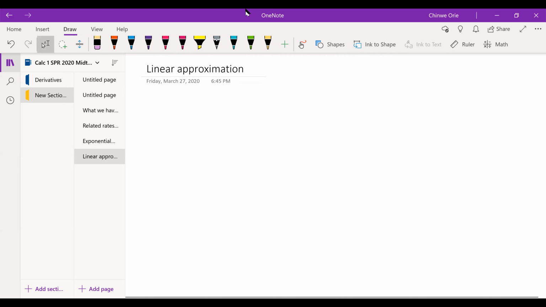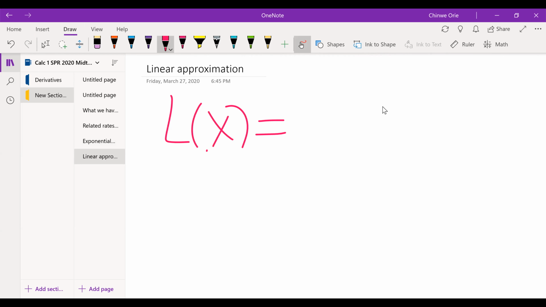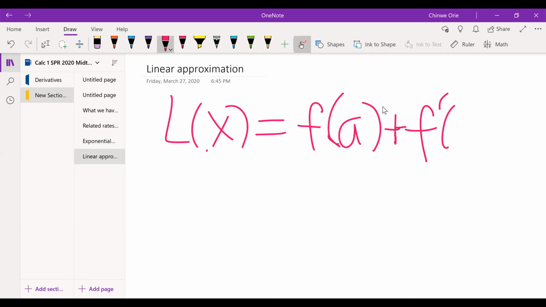In case you may not remember what the formula is: L of x, that's the linear approximation function, is equal to the function that you're trying to approximate at a point a, plus the derivative of that function at that point, times the value that you're trying to approximate, x, minus a. Okay? What's our function?